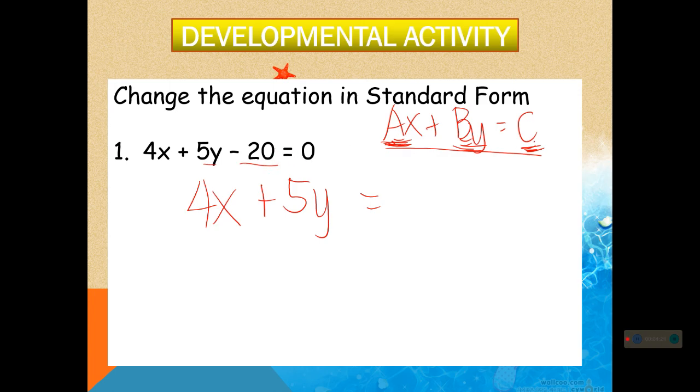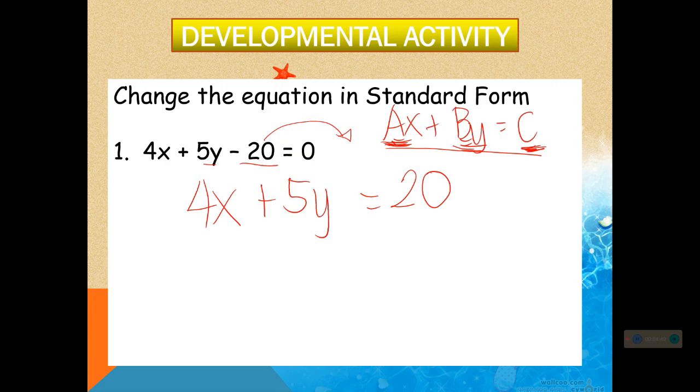But, since it should be written on the right side of the equal sign or right of the equation, so we are going to use addition property of equality. So, that's why this will become positive 20. So, it is very simple. So, we already have the standard form 4x plus 5y equals 20. Okay, question?